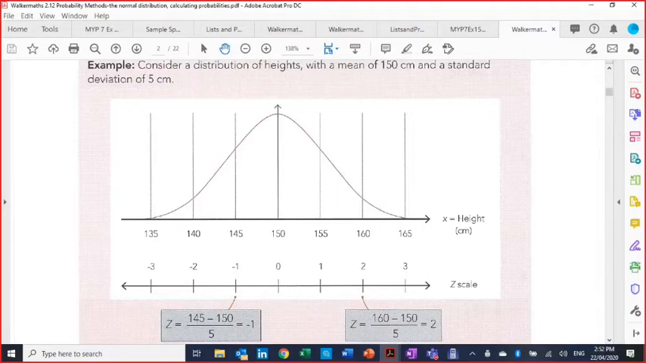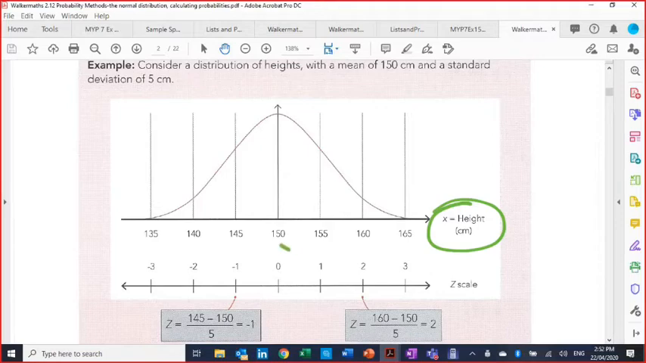Again, don't worry about these z-scores. That makes no difference to you right now. Do, however, notice that this is the x-axis, a number line, and it's labeled with the thing you're measuring and any units that you're using. So if here we have x, the x-axis, which stands for the height in centimeters.